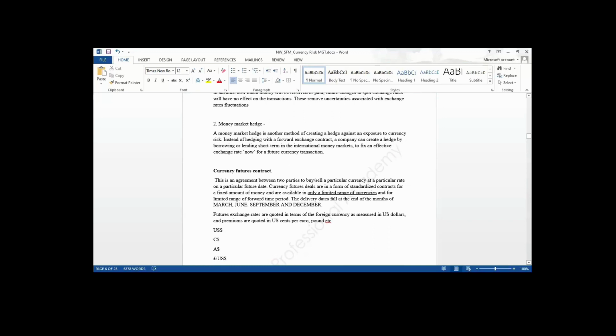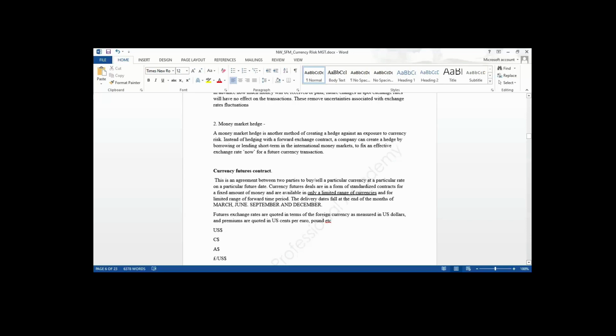Currency futures contracts is an agreement between 2 parties to buy or sell a particular foreign currency at a particular exchange rate on a particular future date. The currency futures deals are in the form of a standardized contract for a fixed amount of money.